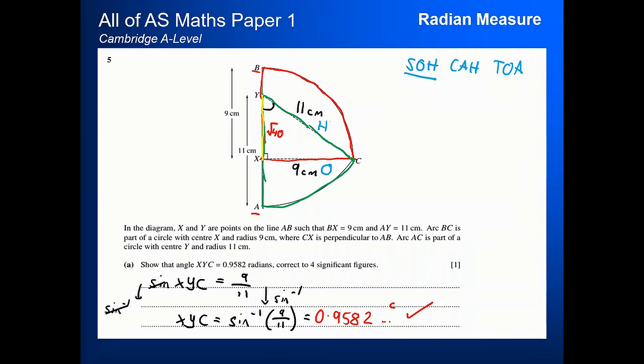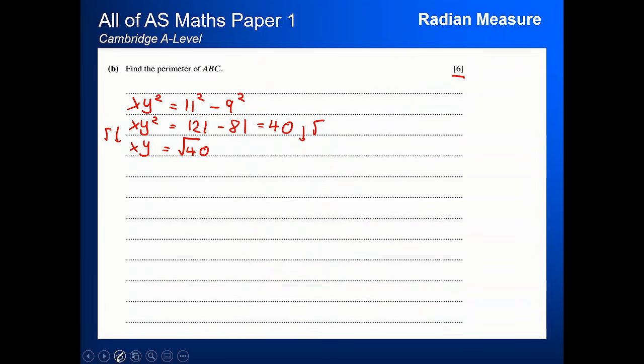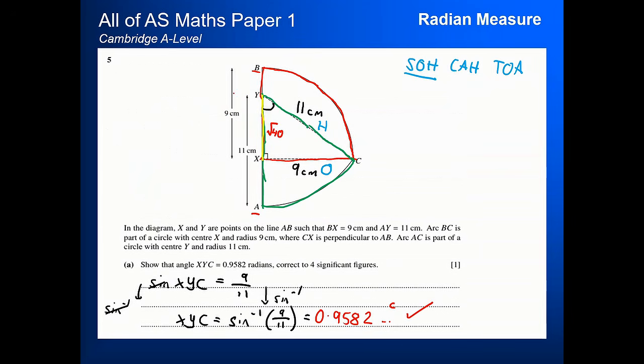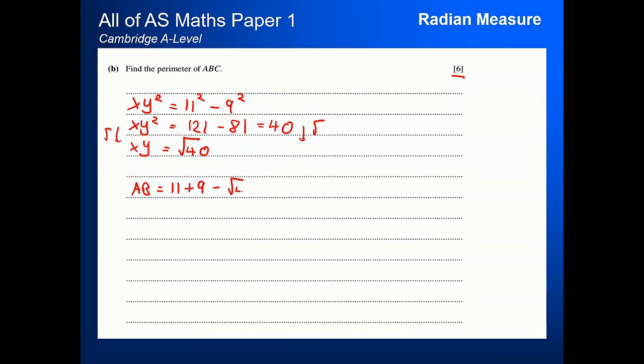So what we want to do now is work out the length of AB. Well, let's think about this. If we add 11 and 9 together, we do get 20. However, that includes this yellow length twice, essentially. We're sort of double counting it. So to work out the length of AB, we need to add together the 11 and 9, but because we've double counted the yellow part, we need to take that away. So I'm going to minus the square root of 40, and I'm just going to keep that in this form, so 20 minus root 40.